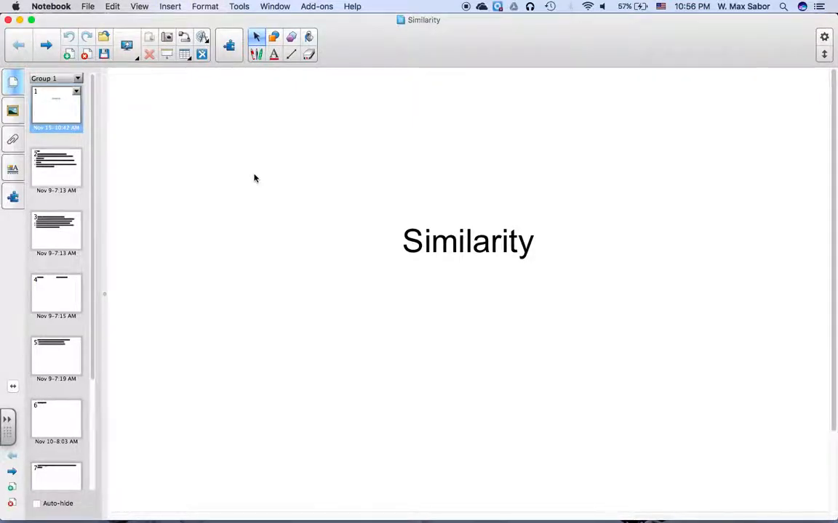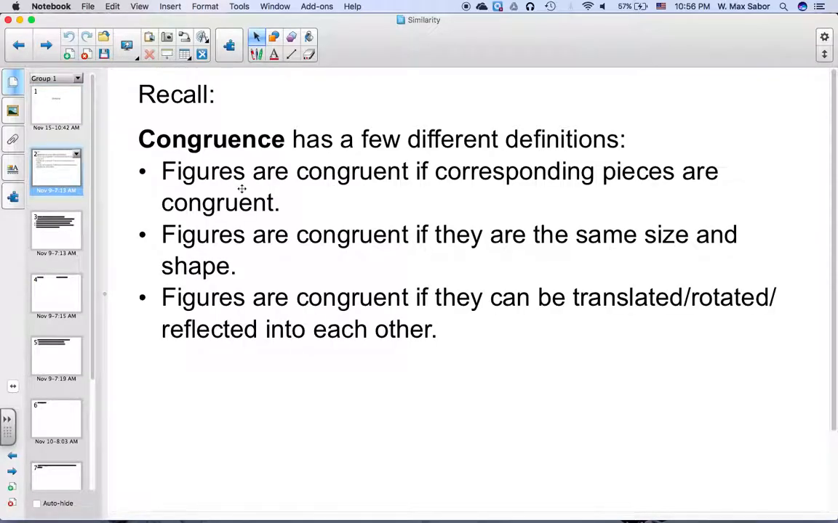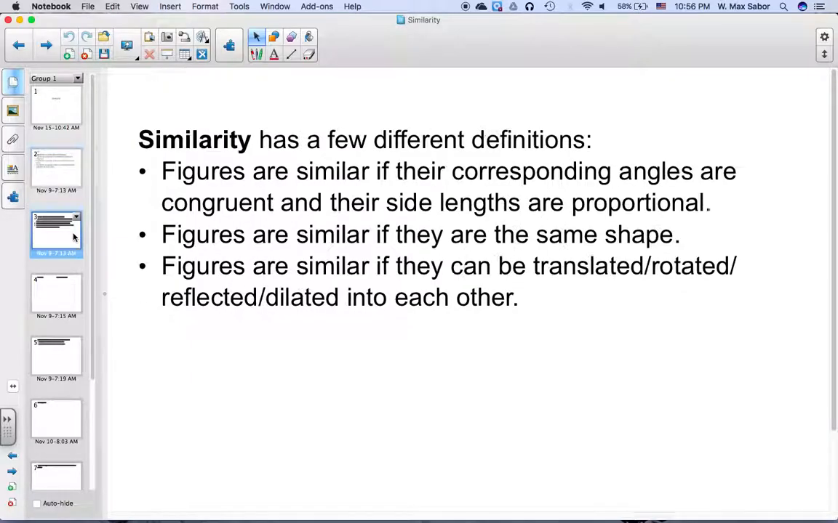Similarity, not quite congruence. Recall that congruence has a few different definitions. Figures are congruent if corresponding pieces are congruent, or if they're the same size and shape, or if they can be translated, rotated, or reflected into each other. Similarity is very similar, pun intended. Figures are similar if their corresponding angles are congruent and their side lengths are proportional.